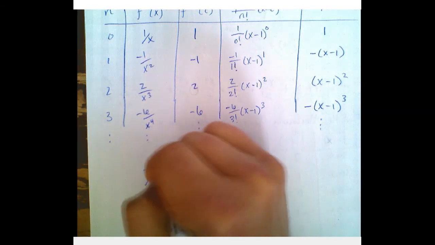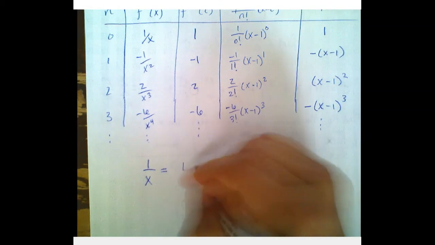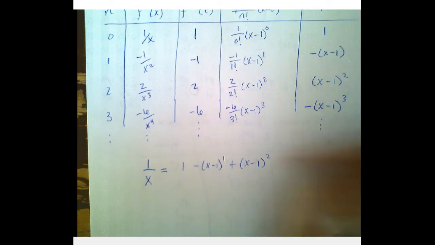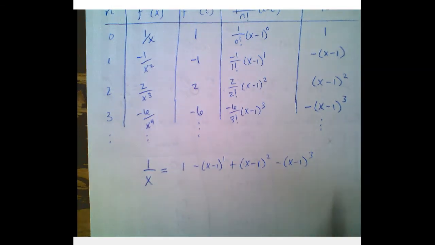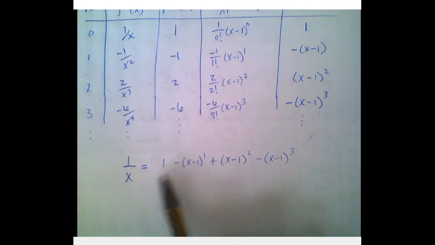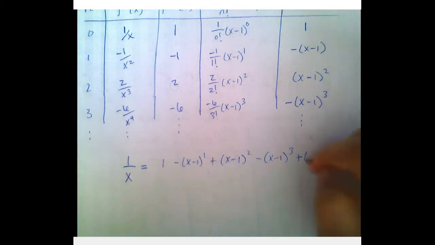So 1 over x is equal to the sum of all of these terms here. So 1 minus x minus 1 to the first, plus x minus 1 to the second, minus x minus 1 to the third. Now let's guess a couple more terms here. So you can see we have some alternation in the sign. So the next one's going to be plus. And you can see it's just adding an extra term with an extra factor there. So the next guy is going to be x minus 1 to the fourth, minus x minus 1 to the fifth, plus so on and so forth.